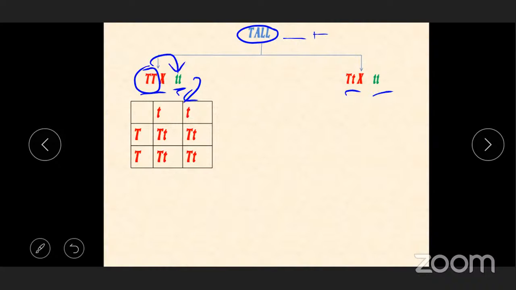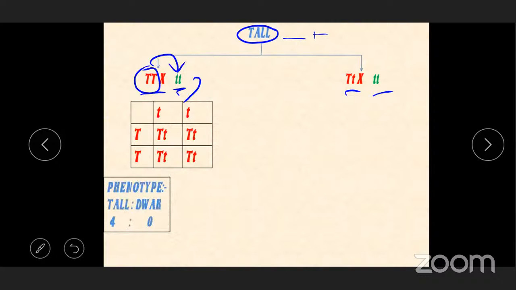The first one is heterozygous tall. The second one is the same, heterozygous tall. The third one is heterozygous tall. The fourth one is heterozygous tall. It is also 4:0. That is why the phenotype ratio and genotype ratio are both the same in nature.